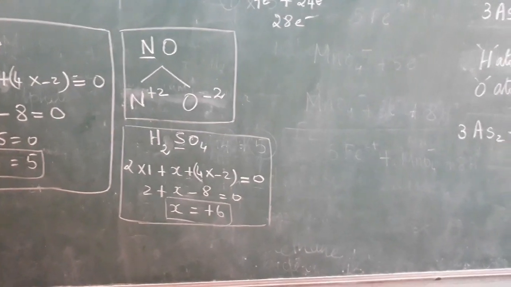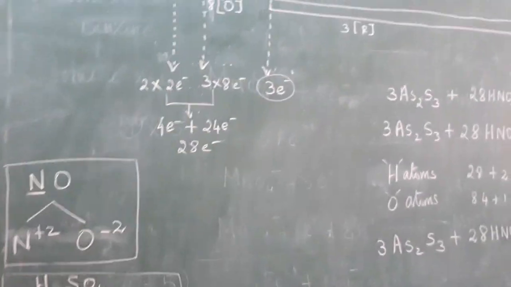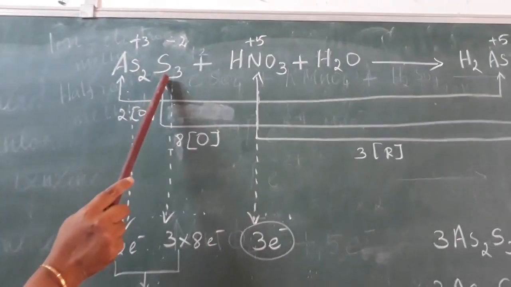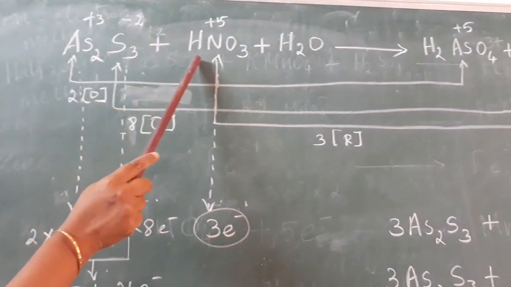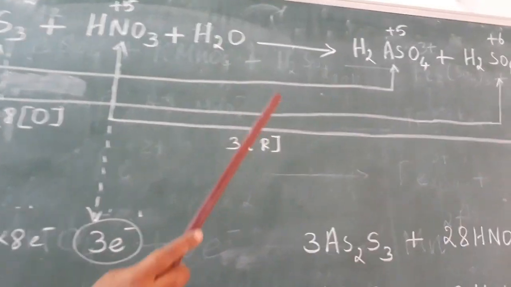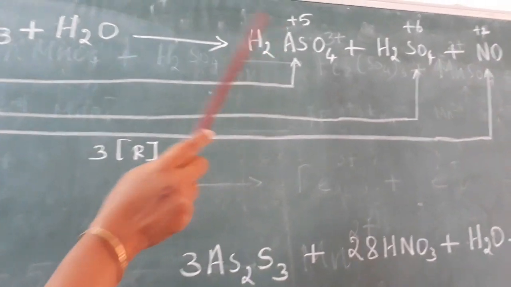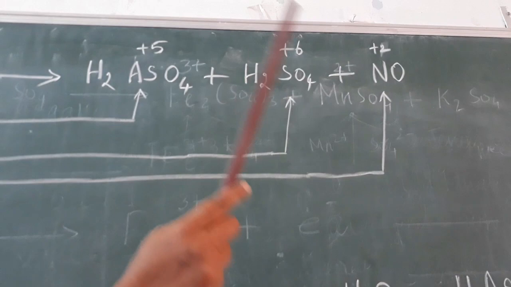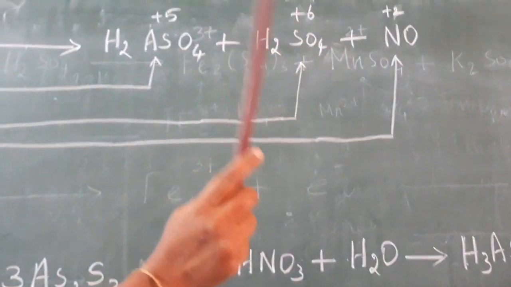Now we have to put the oxidation numbers for whatever we found out here. For As the value is plus 3, S value is minus 2. In nitric acid, the nitrogen value is plus 5. In arsenic acid, the As value we found is plus 5. In sulfuric acid, the S value is plus 6. And in nitric oxide, nitrogen is plus 2.